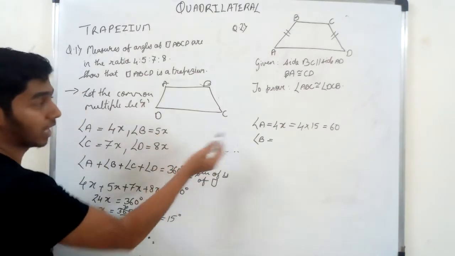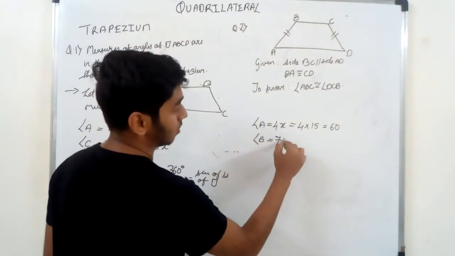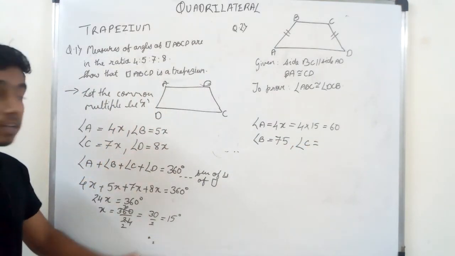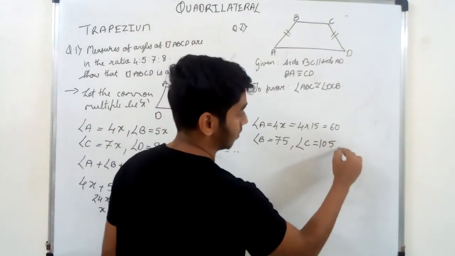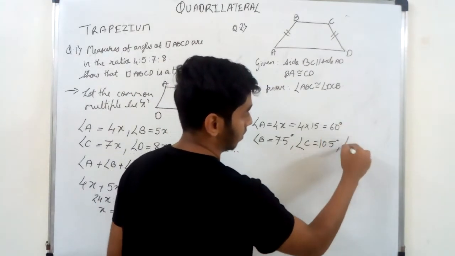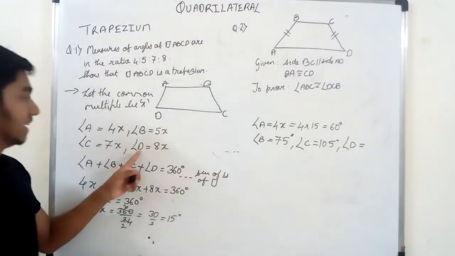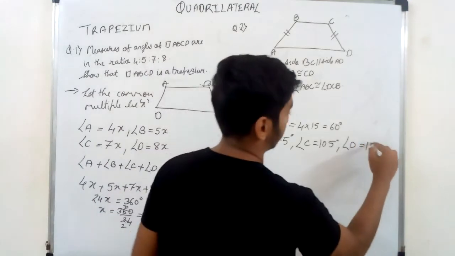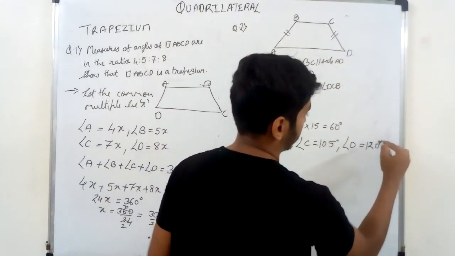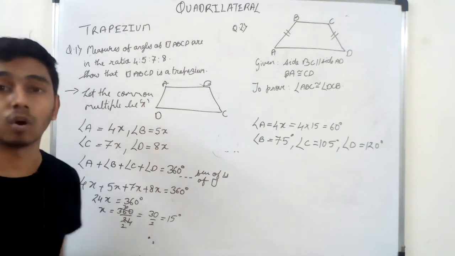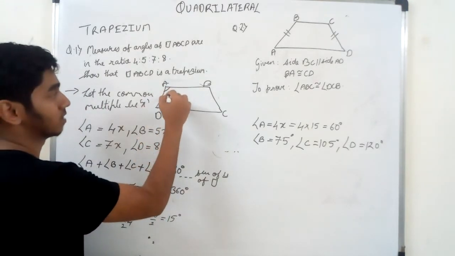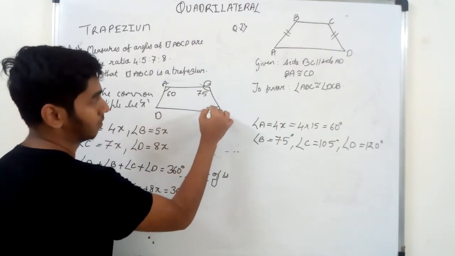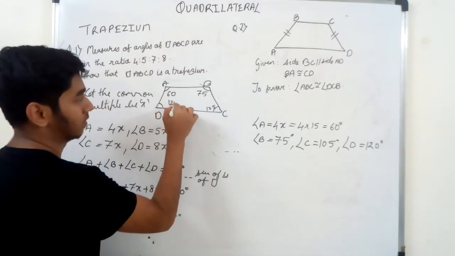So angle B will be 5 into 15, so 75. Angle C is 7 into 15, so 105 degrees. Angle D is 8 into 15, so 8 into 15 is 120. Okay, so this is what we have got. Now just put this here: 60, 75, 105 and 120.